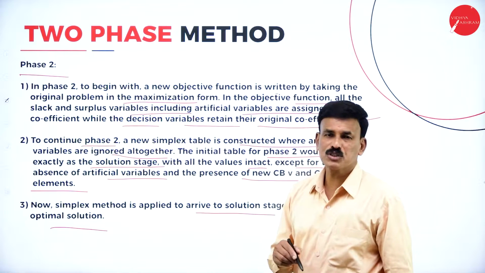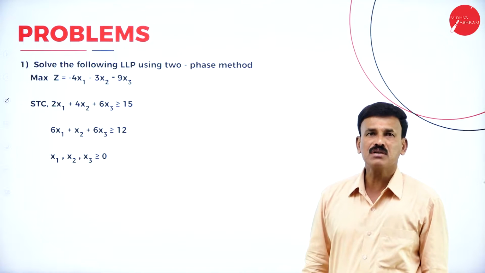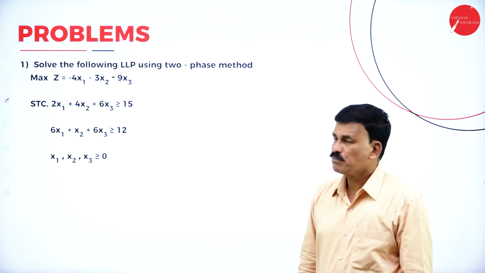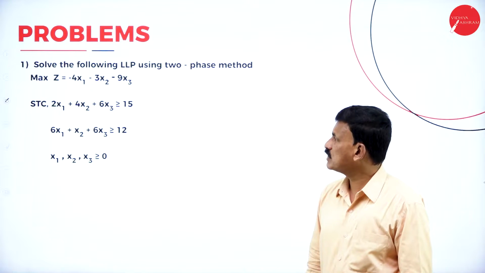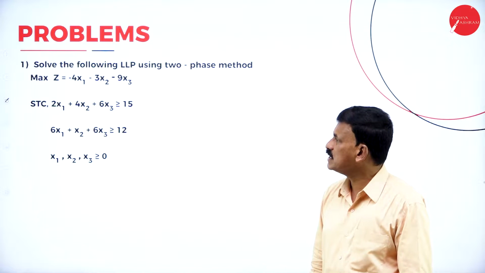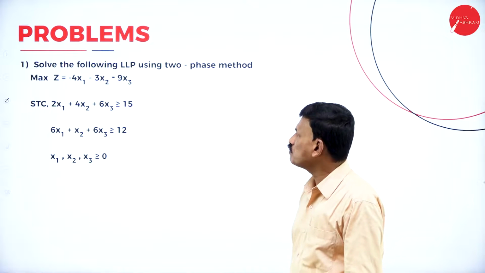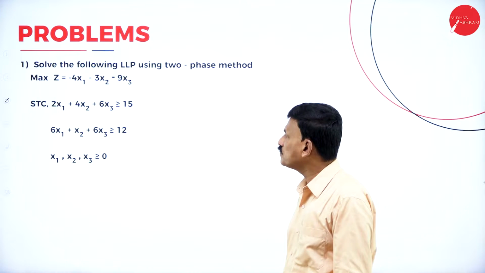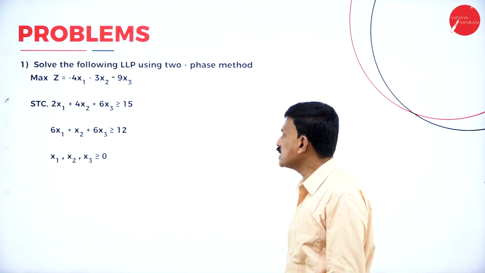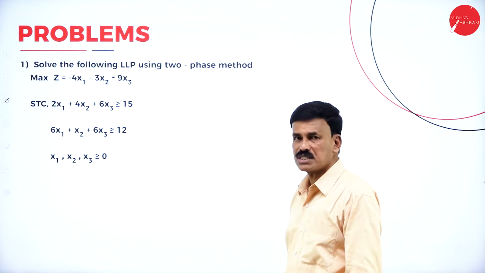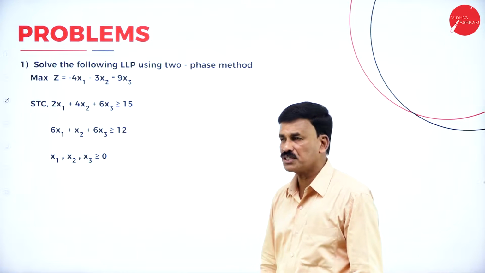Now, let us take a small example. Now, let me solve a problem. Solve the following LPP using the two-phase method. Max z is equal to minus 4x1 minus 3x2 minus 9x3, subject to the constraints 2x1 plus 4x2 plus 6x3 is greater than or equal to 15, 6x1 plus x2 plus 6x3 is greater than or equal to 12, and x1, x2, x3 are all greater than or equal to 0, non-negative restriction.